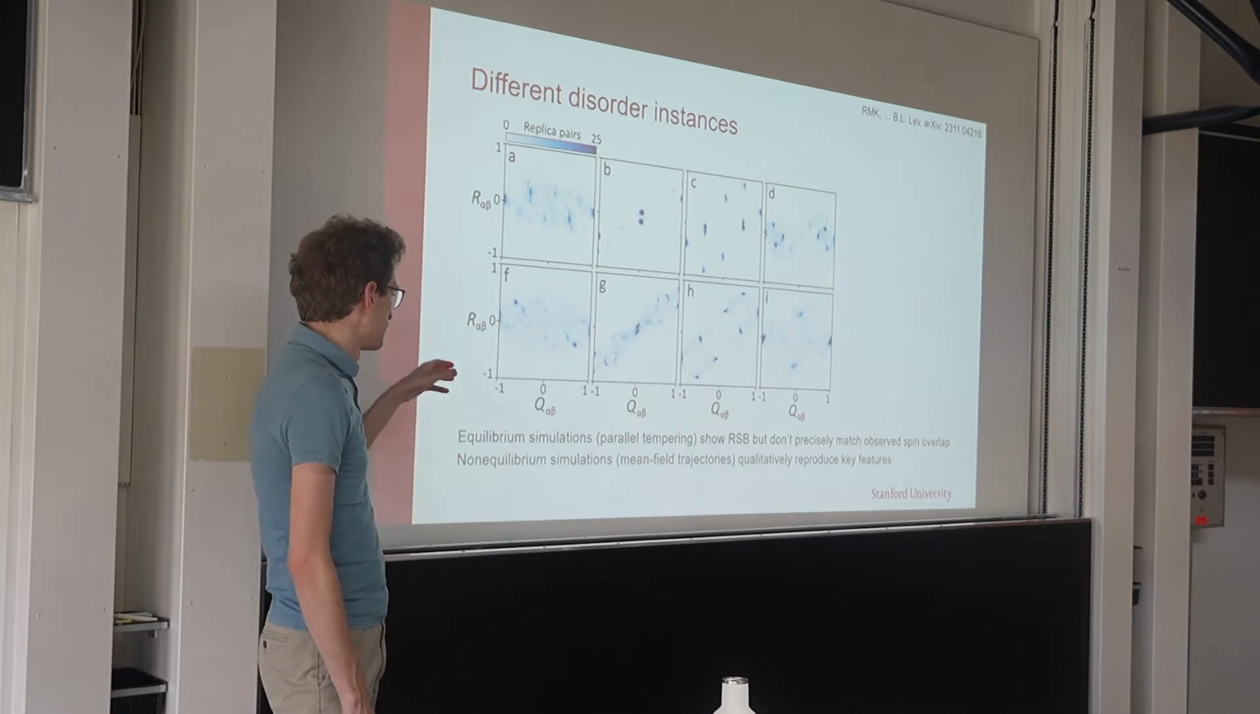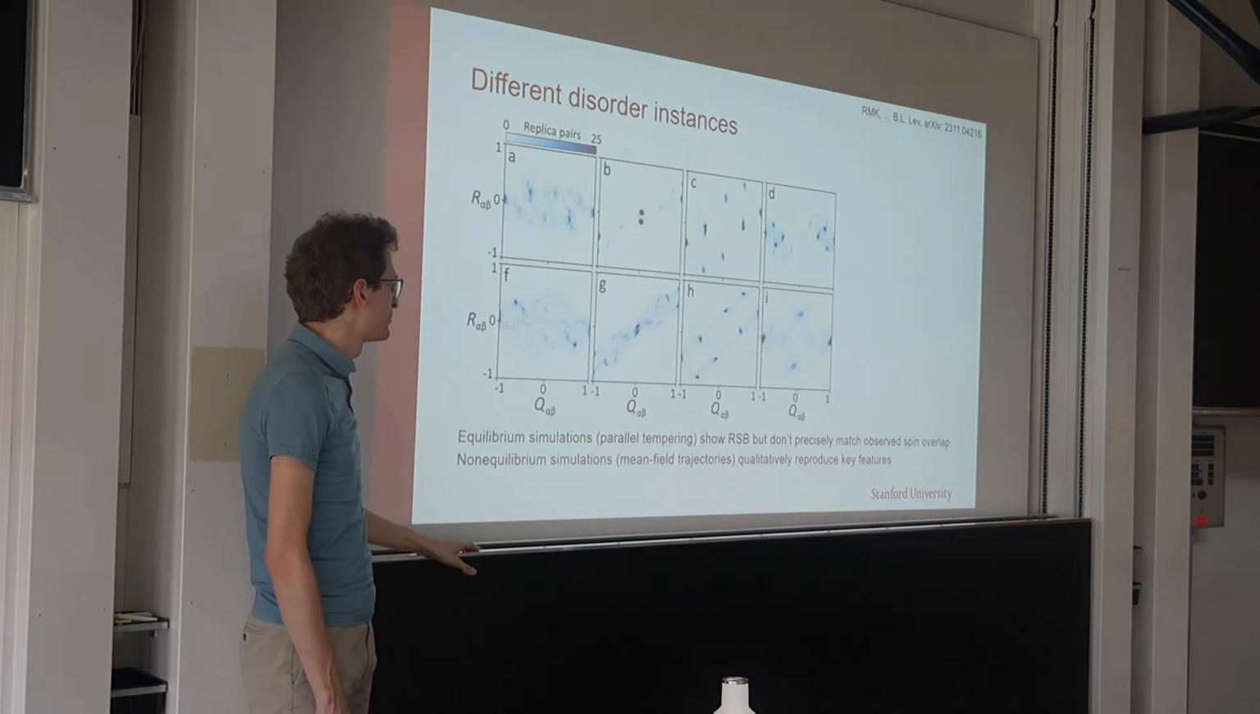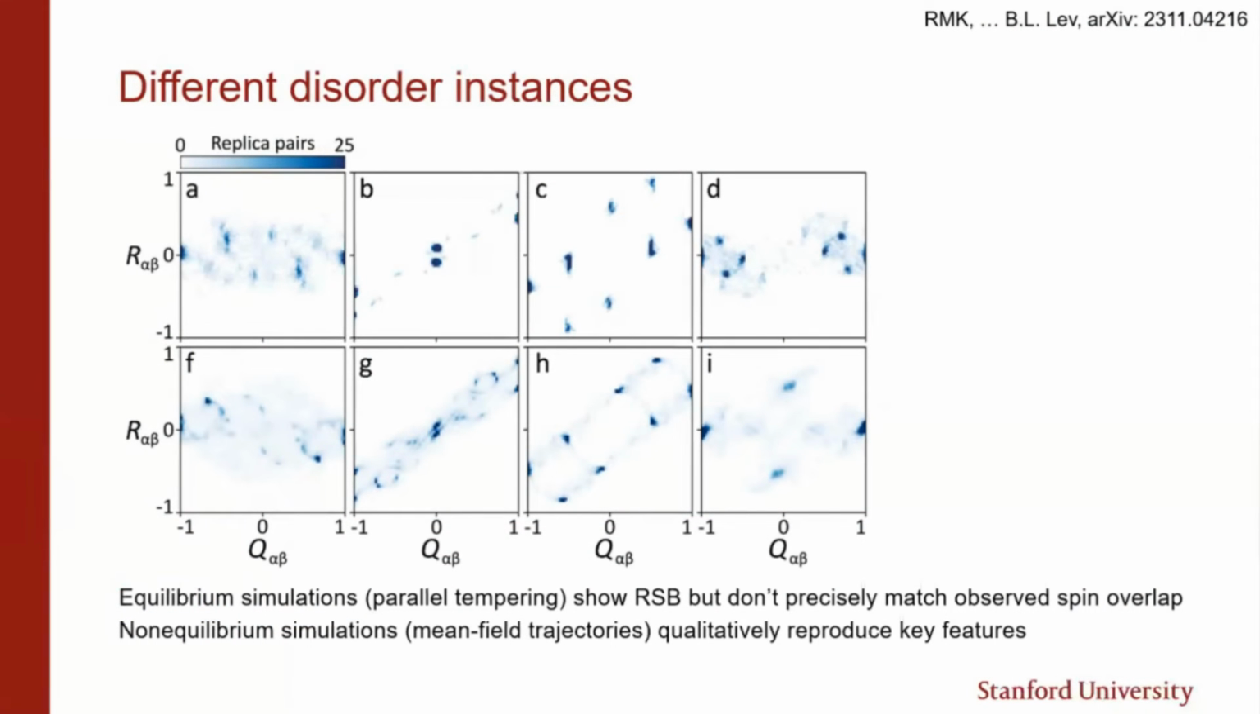So what I should say here is that if we do equilibrium simulations based on the disorder instance, this actually doesn't really work. It does have the correct energy minima, but the energy of them is so wrong that if you try to reproduce this kind of structure, you either need to go to very high temperature where everything is fuzzy, or if you go to low temperature, you only get the ground state. So we found better success with non-equilibrium simulations.